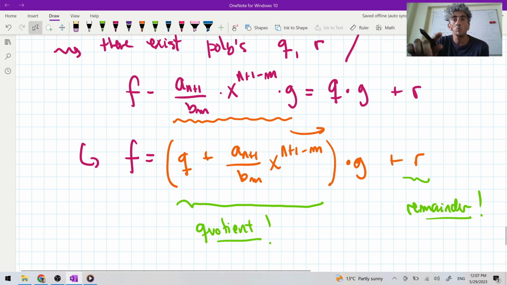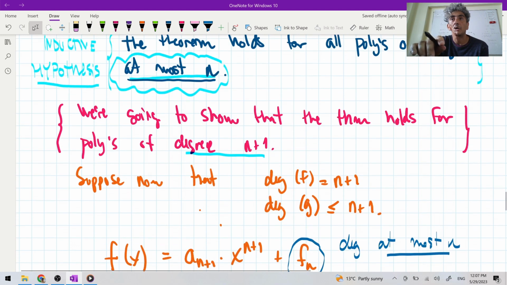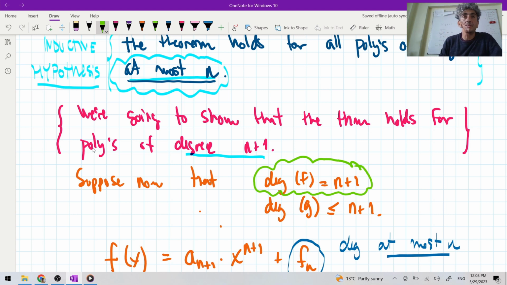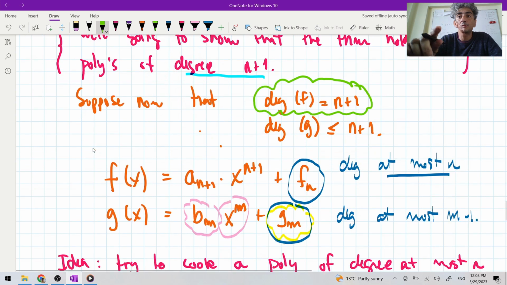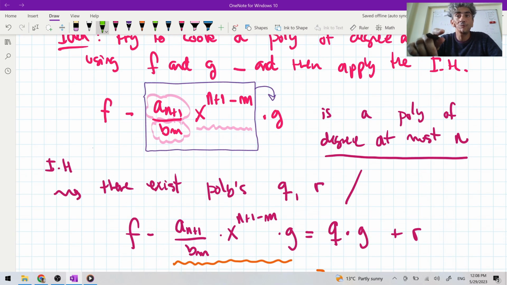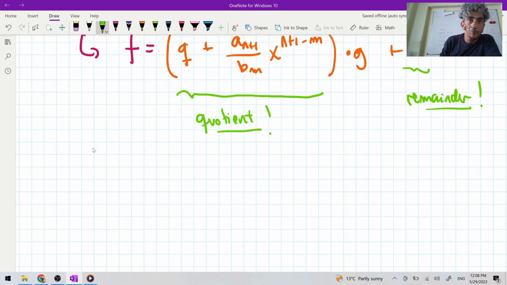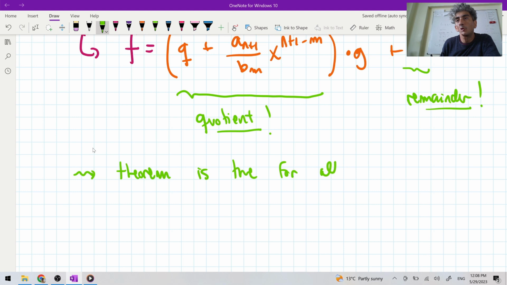So we were given a polynomial of degree n+1, which is called f, and a polynomial g. And using the inductive hypothesis, we were able to show that this polynomial f can be written in the fashion that we wanted. Okay, so the theorem is true for all polynomials of degree n+1.